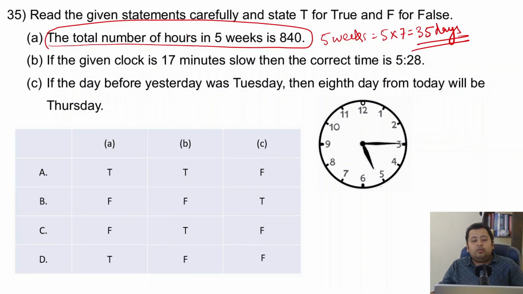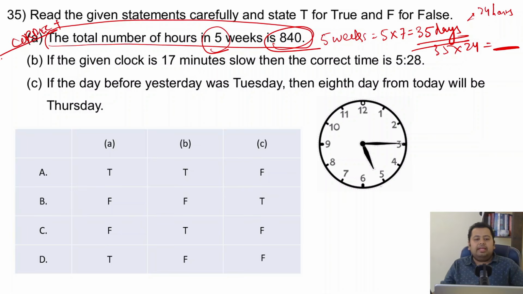Now it's saying total number of hours. So in one day, how many hours are there? There are 24 hours in a day. Correct? So then you have to multiply it. 35 multiplied by 24. You have to find out what the answer is. You will get that as 840. So this is actually correct. Right? So A is true. So let's give true to this one.